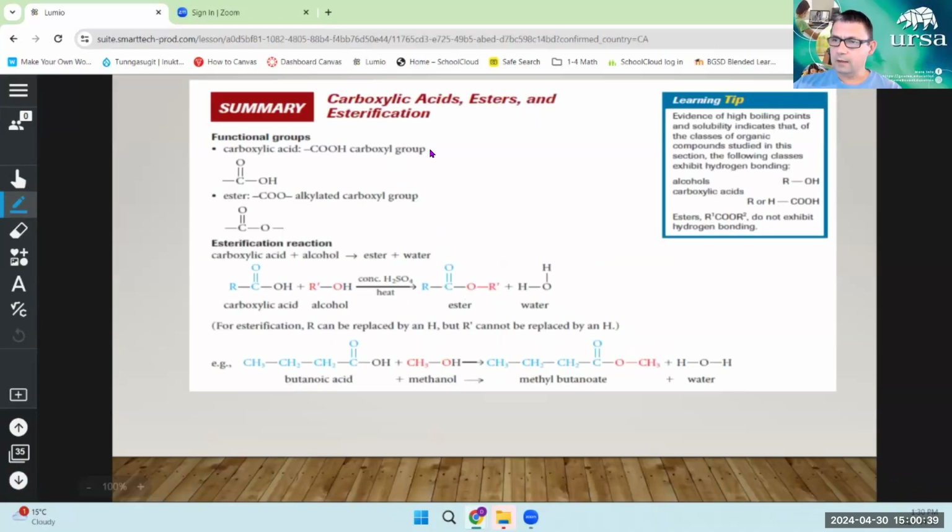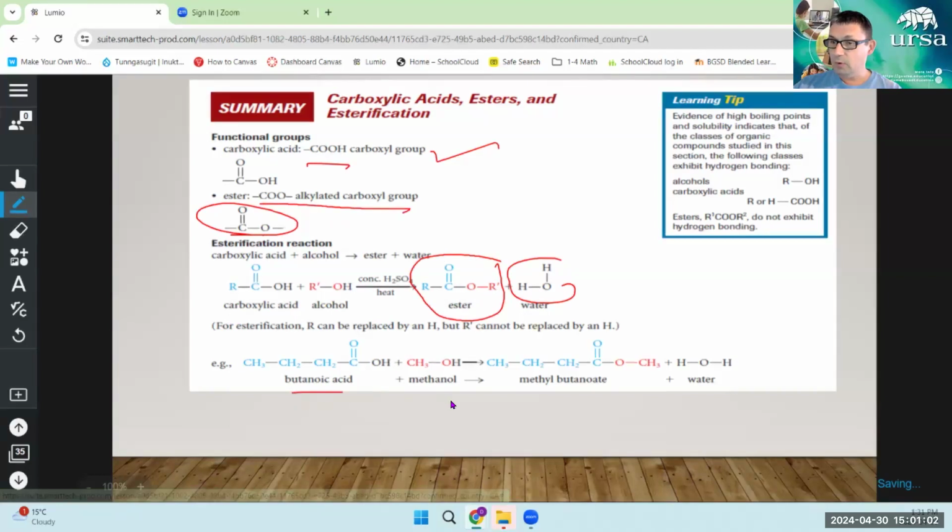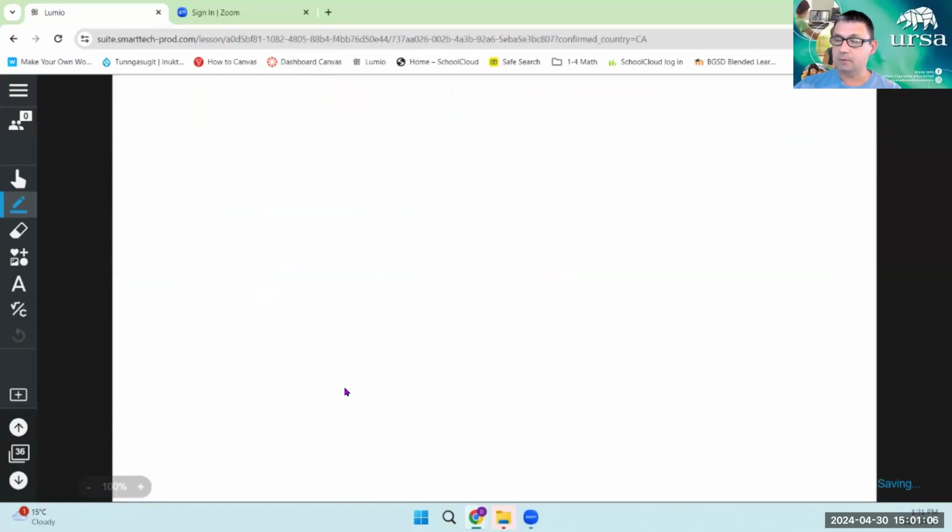So, looking at carboxylic acids and esters, carboxylic acid, the functional group is the carboxyl group. Ester, it's the alkylated carboxyl group. When you combine alcohol and carboxylic acid, you form the ester and water as well. So butanoic acid reacting with methanol forms methyl butanoate and water by way of an example.